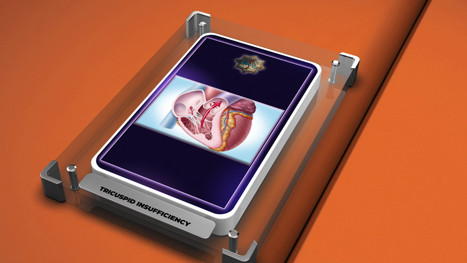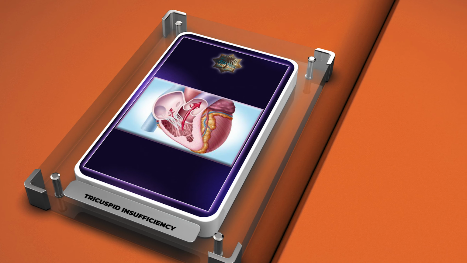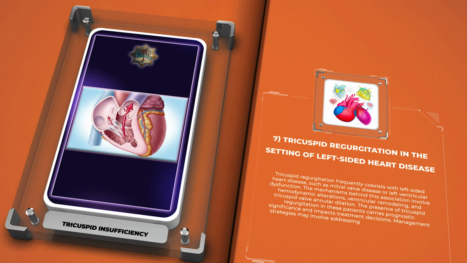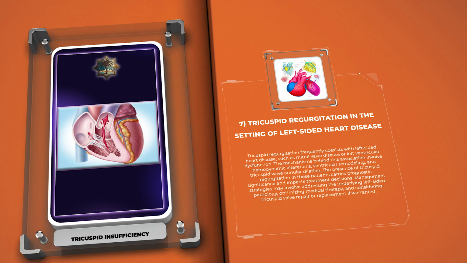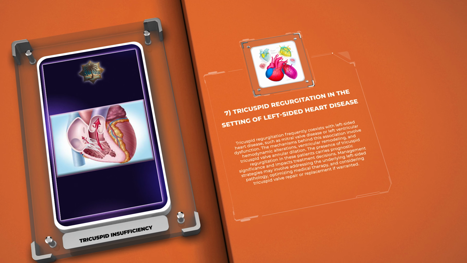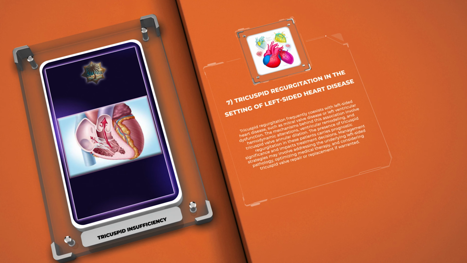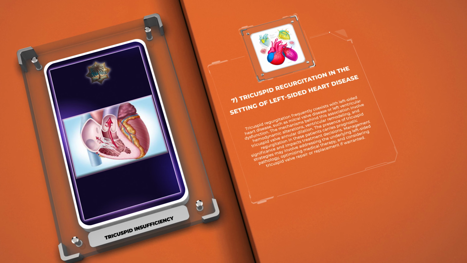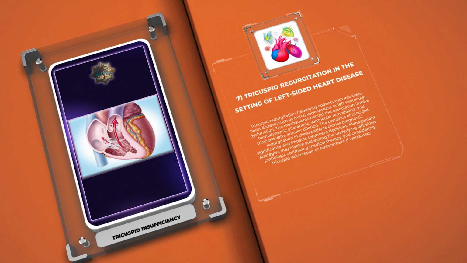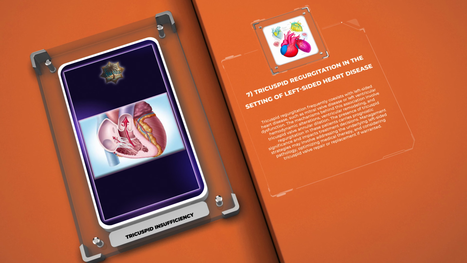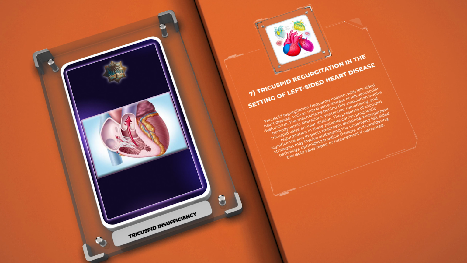Tricuspid regurgitation frequently coexists with left-sided heart disease, such as mitral valve disease or left ventricular dysfunction. The mechanisms behind this association involve hemodynamic alterations, ventricular remodeling, and tricuspid valve annular dilation. The presence of tricuspid regurgitation in these patients carries prognostic significance and impacts treatment decisions. Management strategies may involve addressing the underlying left-sided pathology, optimizing medical therapy, and considering tricuspid valve repair or replacement if warranted.